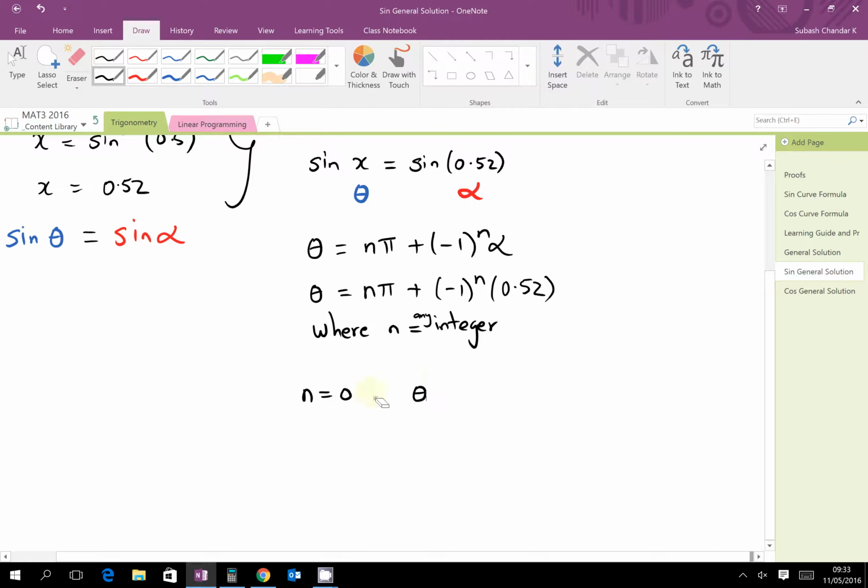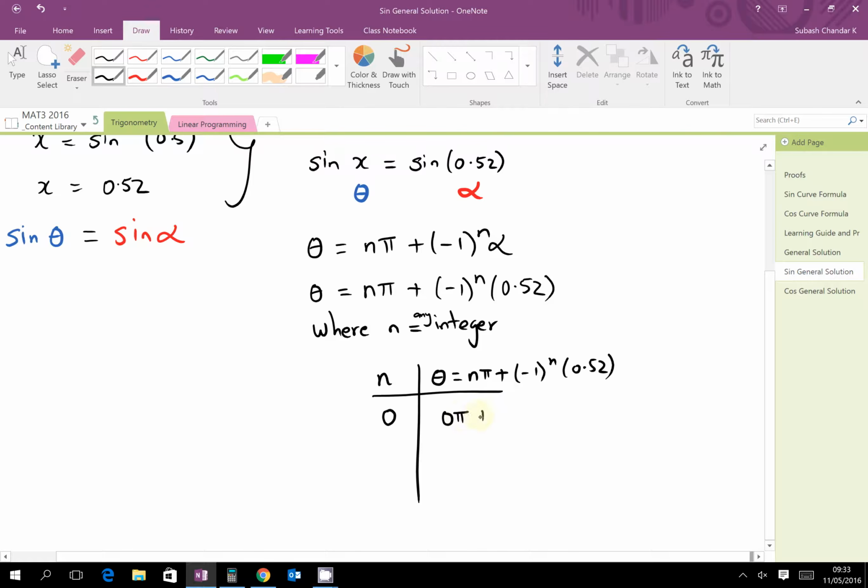So in other words, think about it like this. Create a small table. Just put n like that, and then theta here is n pi plus -1 to the power of n times 0.52. If I substitute n as 0 and figure out what that value is, here it's going to be 0 times pi plus -1 to the power of 0 multiplied by 0.52. If you work that out, you will get a value of 0.52. Can you work it out for me?